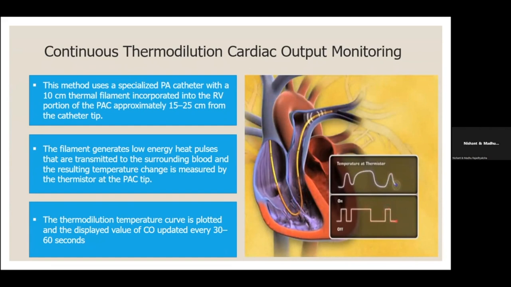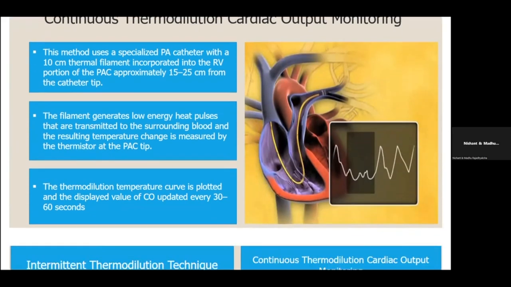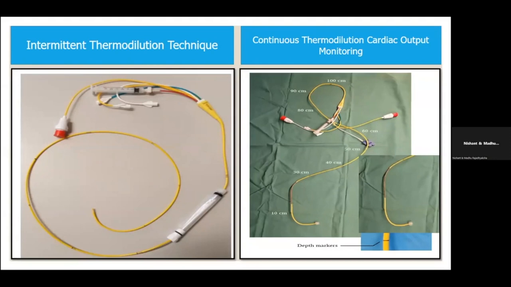The thermodilution temperature curve is plotted and the displayed value of cardiac output is updated every 30 to 60 seconds. These are the catheters which we use for intermittent and continuous thermodilution techniques.